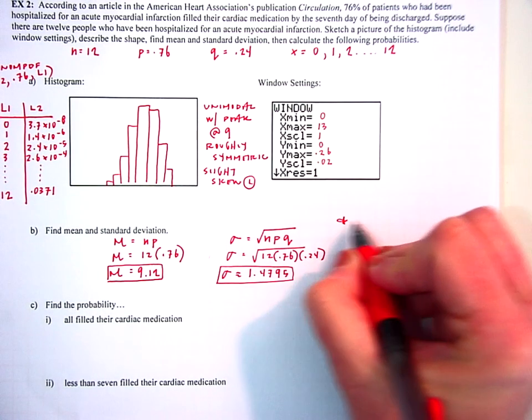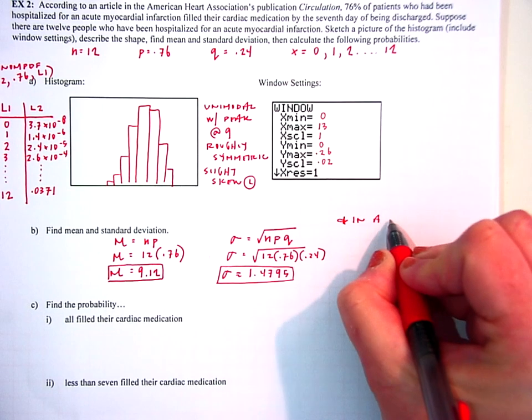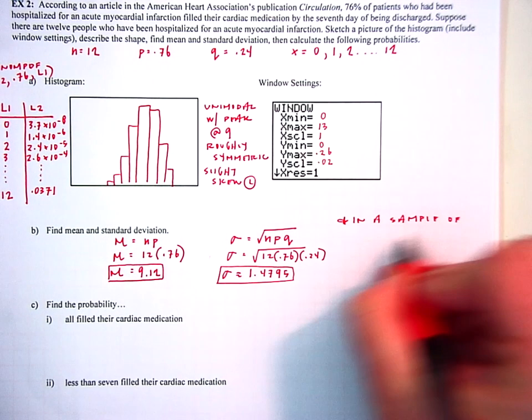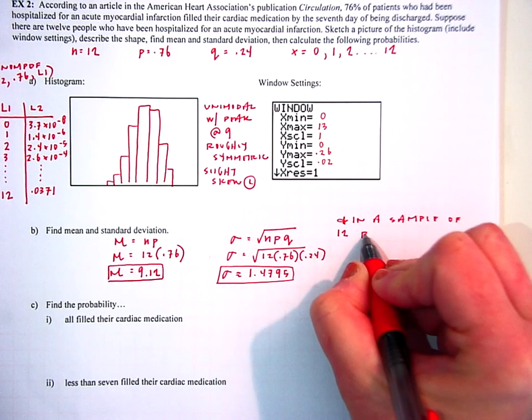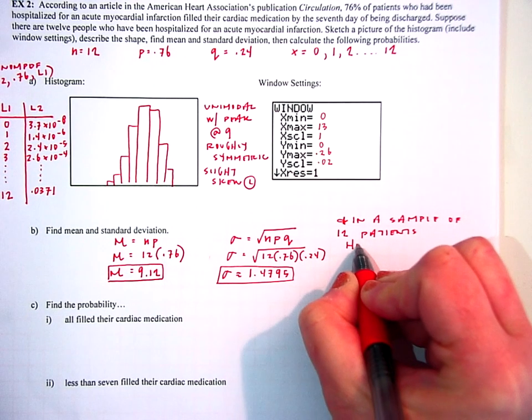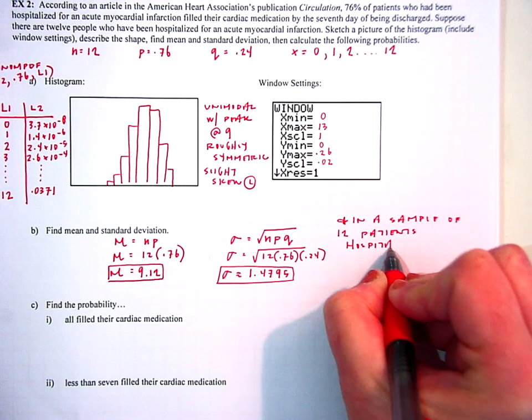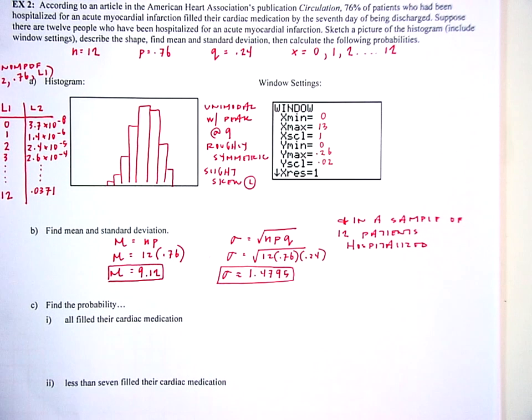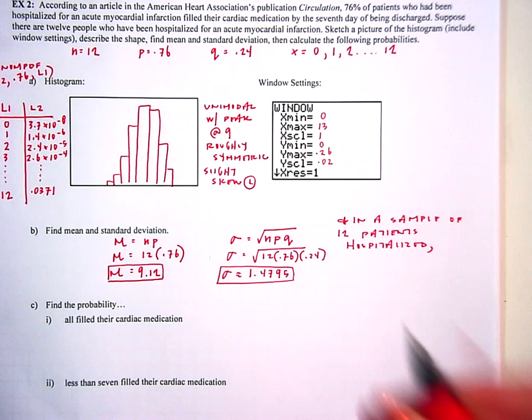So over here we'd say something like, in a sample of 12 patients hospitalized, technically for an acute myocardial infarction, we'd expect an average of 9.12 patients to fill their medication by that 7th day. So let me keep that kind of short and sweet.